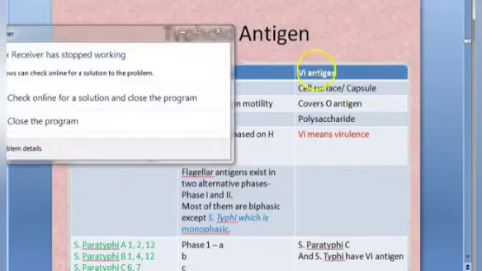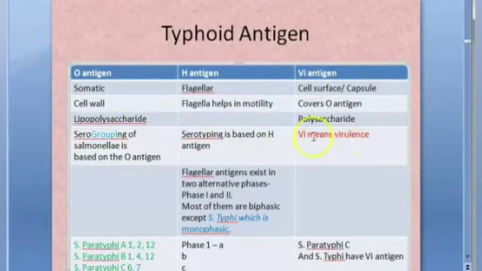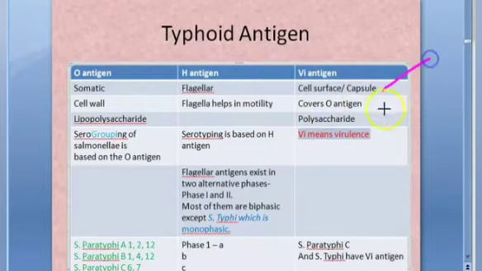So, O antigen, H antigen, VI antigen. VI means virulence, it's capsular antigen, right? So, VI is capsular antigen, it means virulence, it covers the O antigen because O antigen is cell wall, definitely. O antigen will get covered. So, this is a polysaccharide. What else you should know about it?